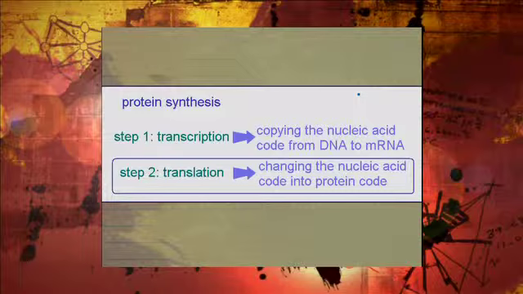Before the break, we looked at the process of transcription. That was the first step in the protein synthesis process. In transcription, we saw that we copied the DNA onto a small strand of messenger RNA, and that messenger RNA now moves out into the cytoplasm where the second step, called translation, will happen.